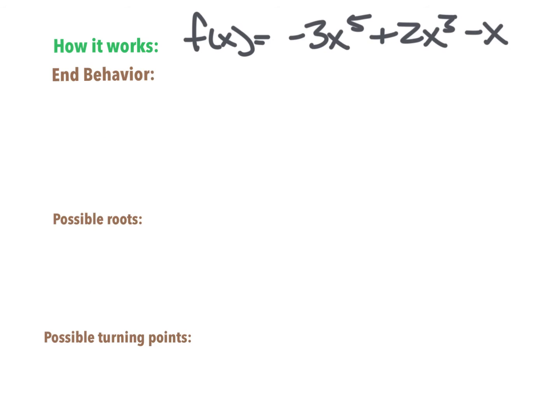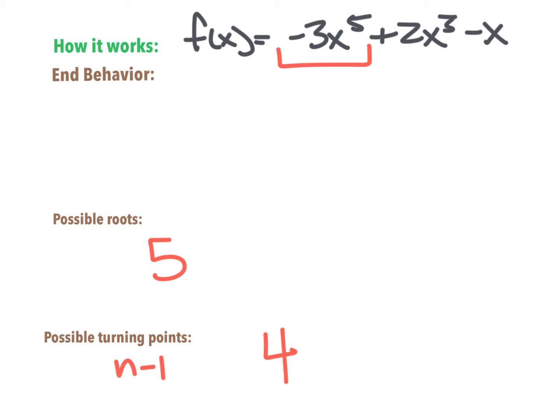Here we have f of x equals negative 3x to the fifth plus 2x cubed minus x. So the very first thing I do, it's not always the one in the front, it's the one with the biggest exponent. So negative 3x to the fifth, that does have the biggest exponent. So that's what I'm going to focus on. All right, so let's jump down to possible roots. Well, since n is equal to 5, the number of possible roots is 5. And remember, possible turning points is n minus 1, so that would be 4 in this case. It has possibly 4 turning points.